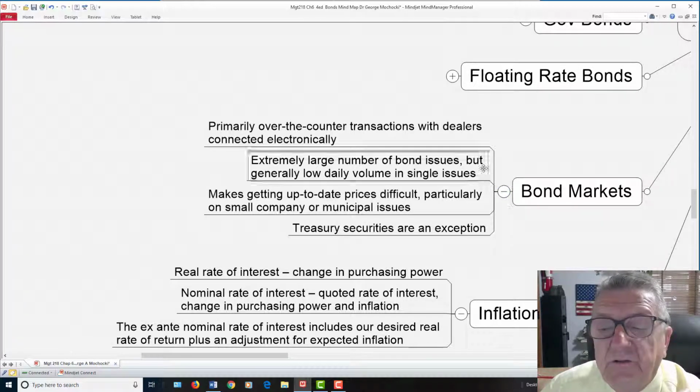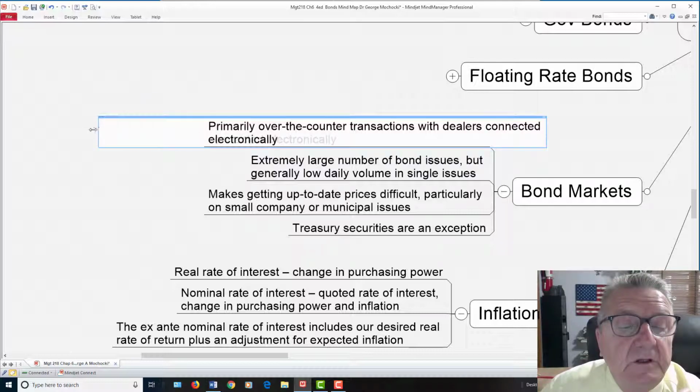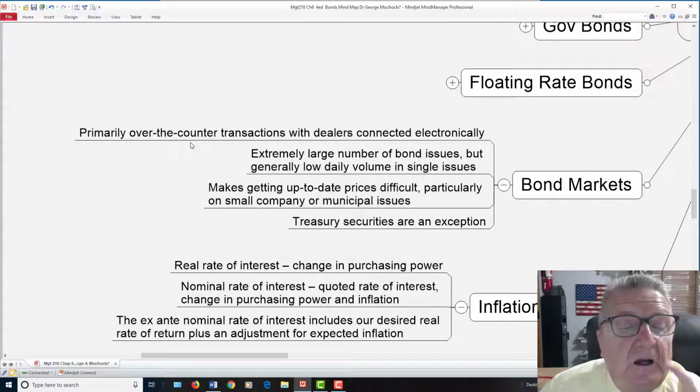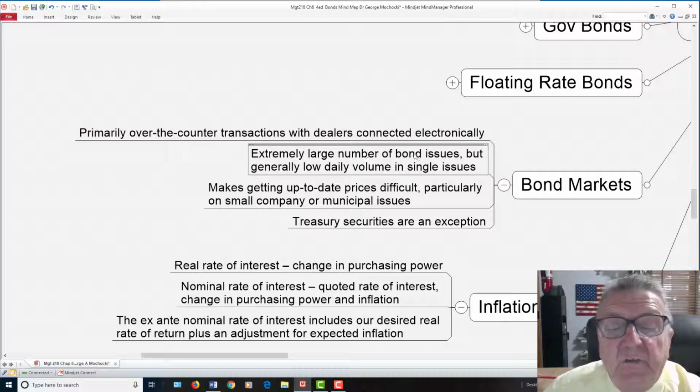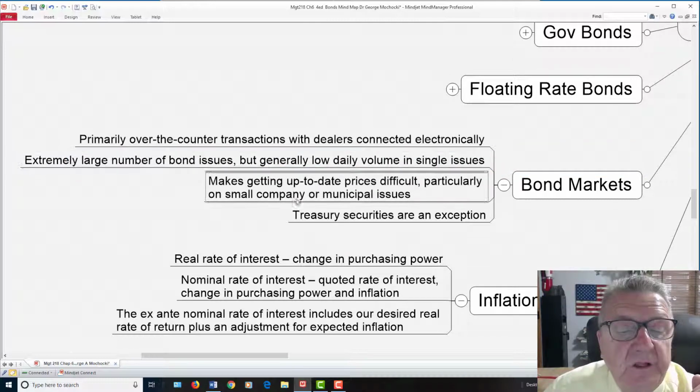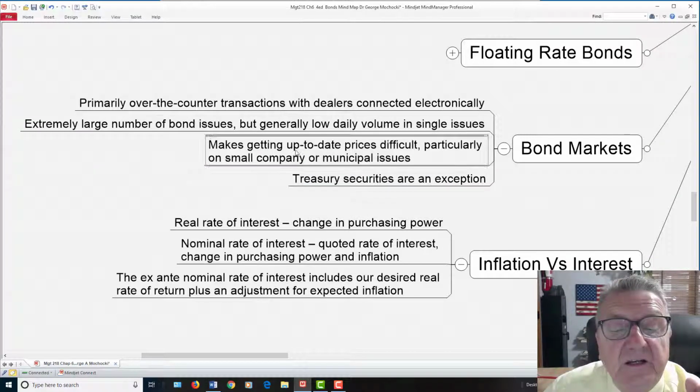Okay, now let's look at the bond market. Primarily over-the-counter transactions with dealers connected electronically, an extremely large number of bond issues, but generally lower daily volume as a single issue. That makes getting up-to-date prices difficult, particularly in small company and municipal issues.